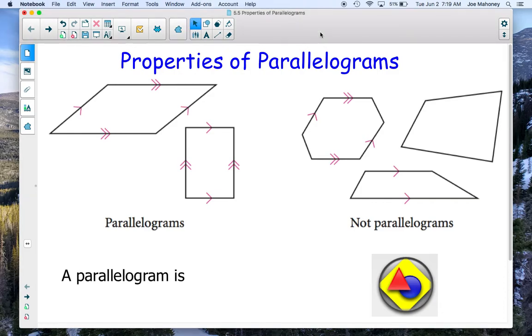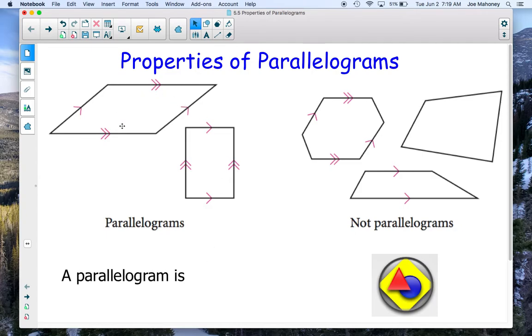So in this lesson, we're going to be talking about some of the properties of parallelograms. And again, we begin by first defining what a parallelogram is. If you look at the two pictures on the left, you see parallelograms. And if you see the three pictures on the right, you see not parallelograms. So the question is, what's a parallelogram?